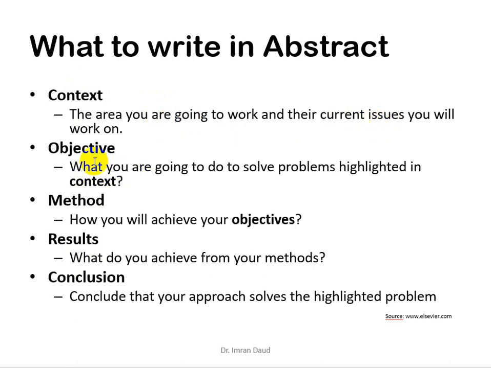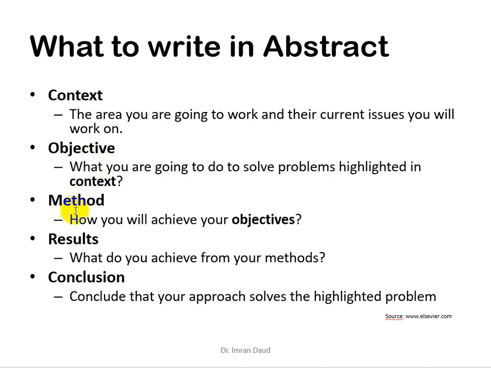Now in the objective part, as you can see, it is coherent with the previous part, that is the context. What you're going to do to solve the problems highlighted in the context. The problem was the privacy issues, for example. So what you're going to do to solve the problems, right? So in that part you will be writing about the objective. For example, we'll resolve the privacy issues, so that people can manage their access control. In general, not the specialized details of how you are going to do that. You just need to write the objective, not the details of your methods.